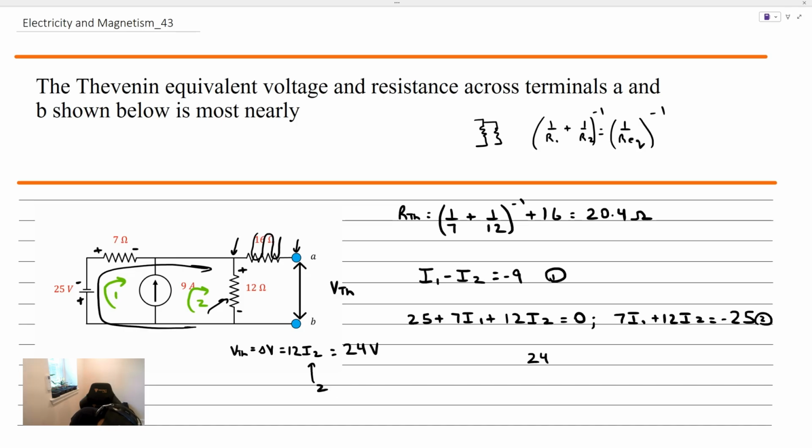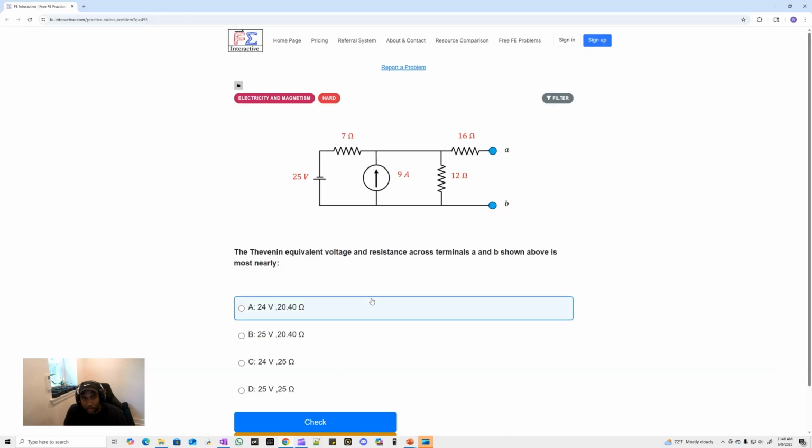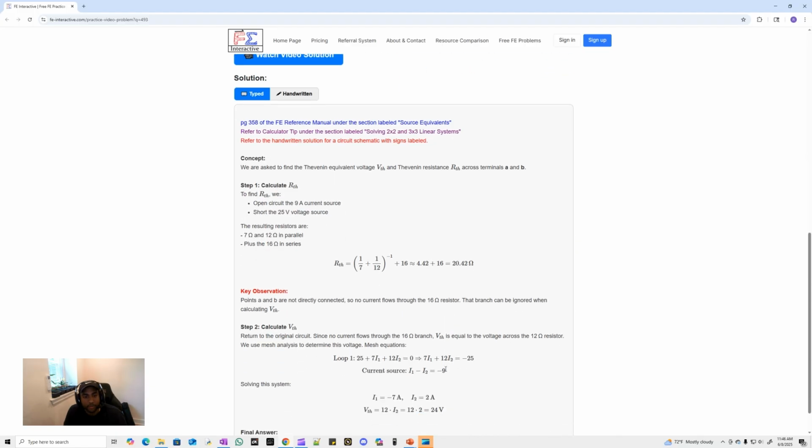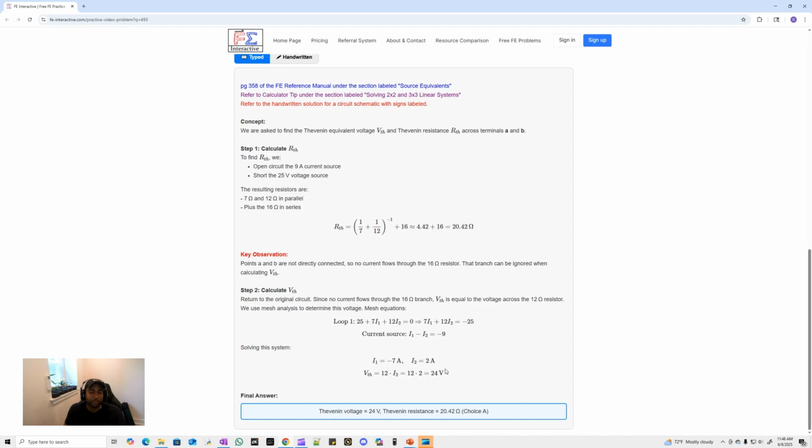So our final answer is 24 volts for V Thevenin and 20.4 ohms for R Thevenin. Let's go ahead and check that. Okay, and we did get the answer right. And you can see the written solution here.